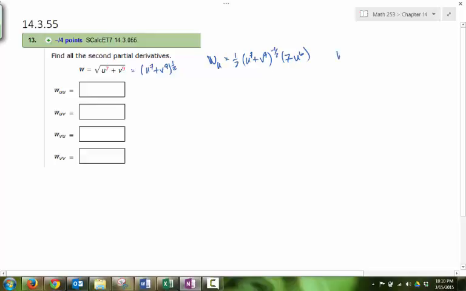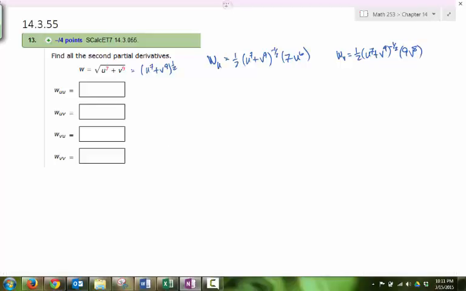And then w sub v similarly would be pretty close to this. We have 1/2 (u to the 7th plus v to the 9th) to the minus 1/2 power times the derivative of the inside, but this time the inside with respect to v is just going to be 9v to the 8th power. Alright?